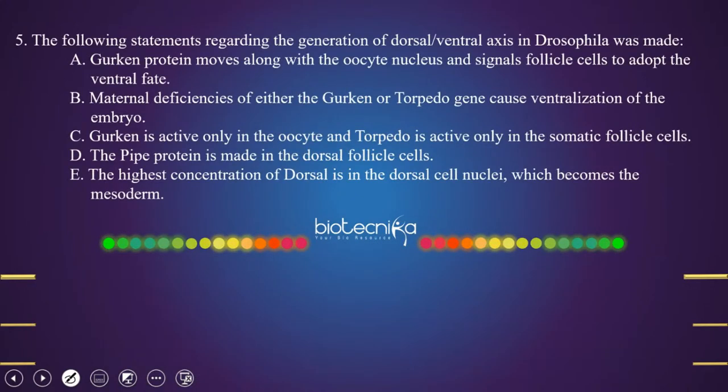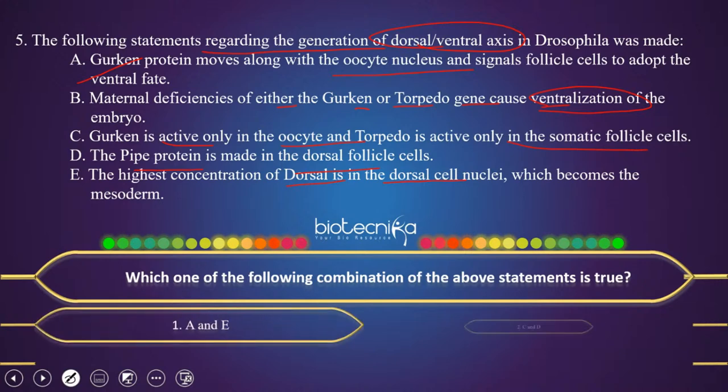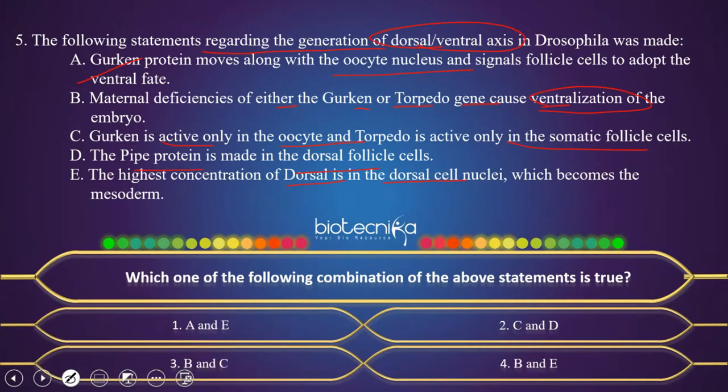Next topic. Okay, Drosophila comes back once again. The following statements regard the generation of dorsal ventral axis specification, the most chosen topic of question in CSIR, in Drosophila. A: Gurken protein moves along with the oocyte nucleus. B: Maternal deficiencies of either Gurken or torpedo cause ventralization. C: Gurken is active only in oocyte and torpedo is active only in somatic cells. D: Pipe protein is made in dorsal follicle cells. E: Highest concentration of Dorsal is in dorsal cell nuclei, which becomes mesoderm. So which of the following combinations is true? A and E, C and D, B and C, B and E. Come on.